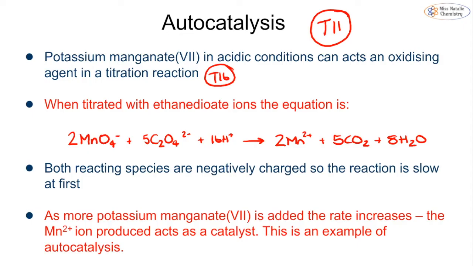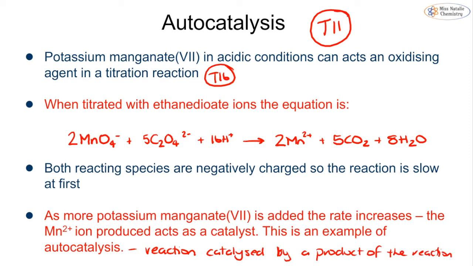But what actually happens here is the Mn2 plus ion acts as a catalyst. So as you make more and more of your product, your rate of reaction increases. And this is because the Mn2 plus we're making is acting as a catalyst, speeding up the reaction. And this is what we call autocatalysis, where we have a reaction that is catalyzed by a product of the reaction.